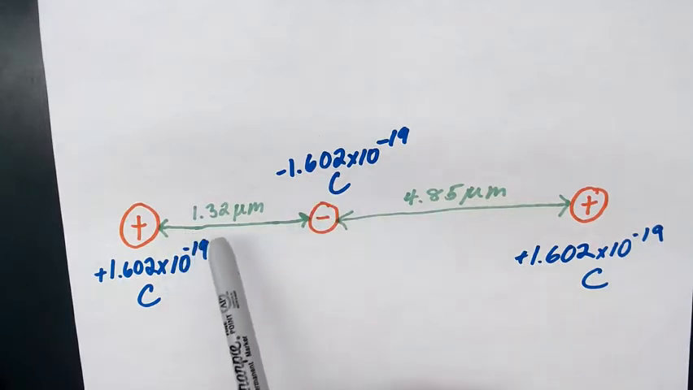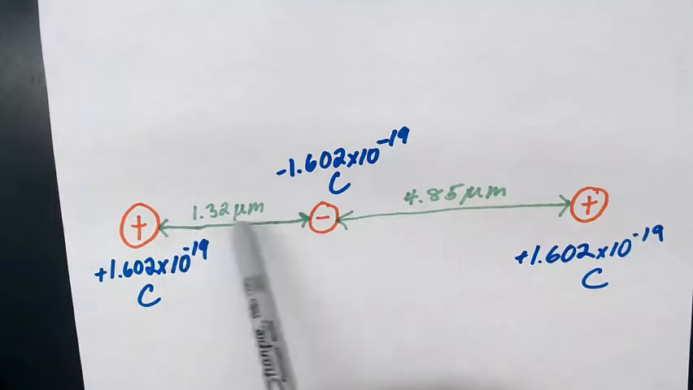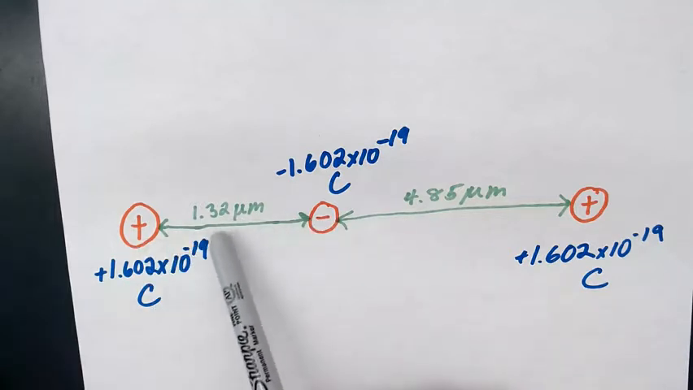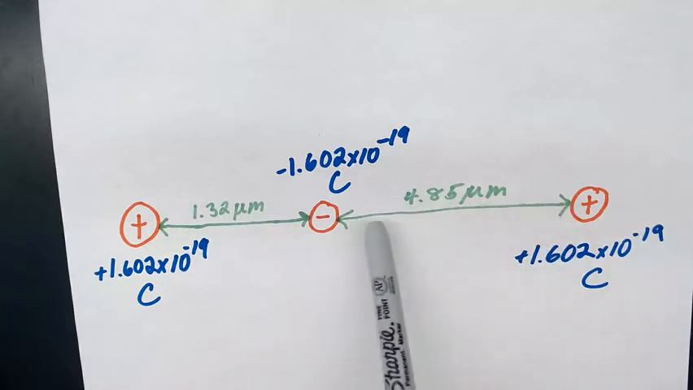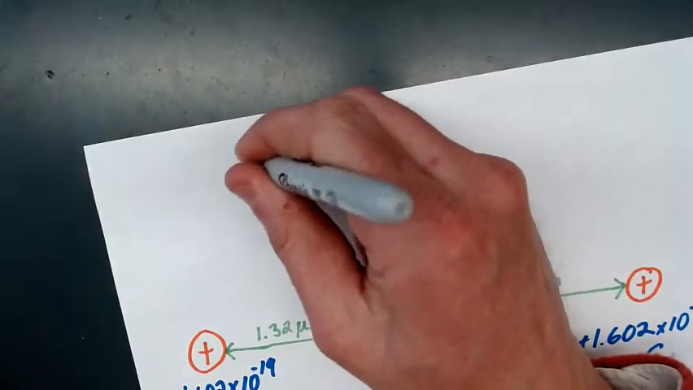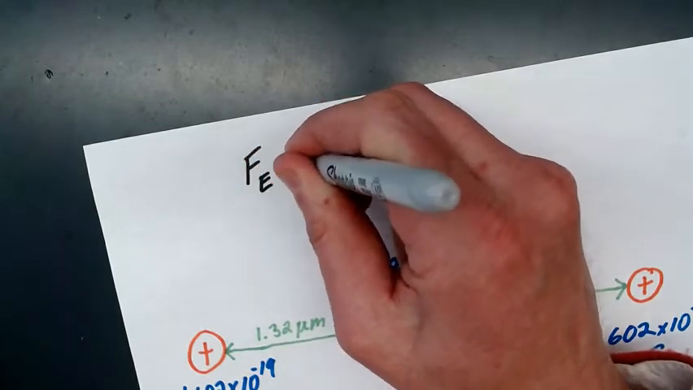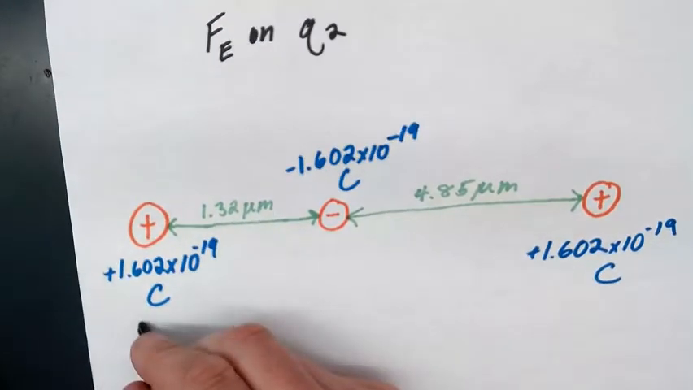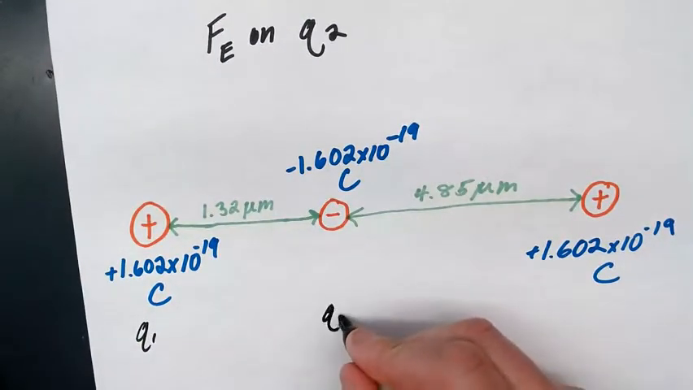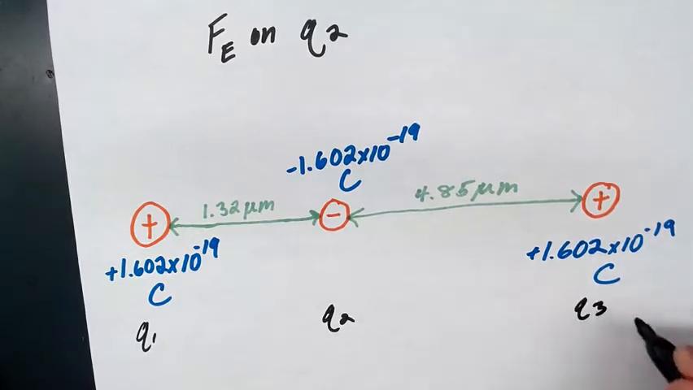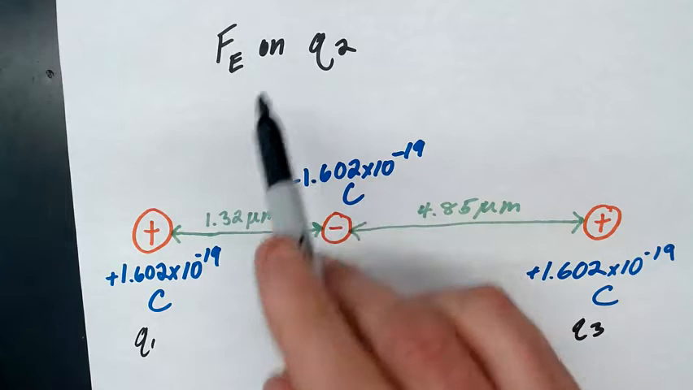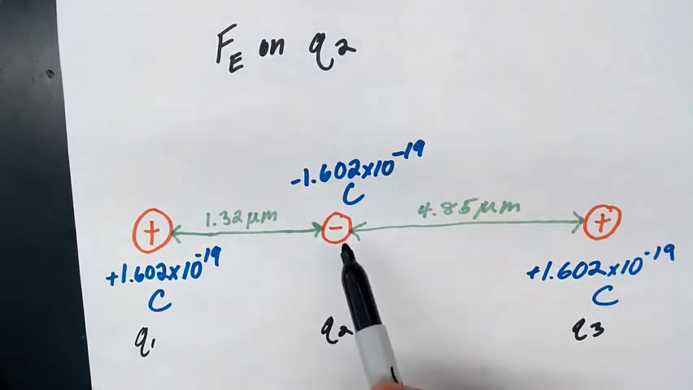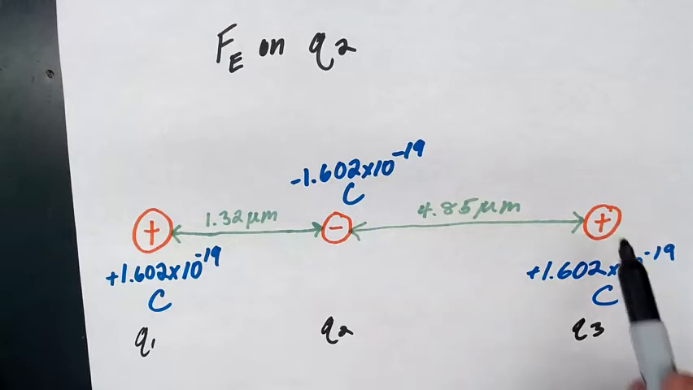But I also want to draw your attention to the micrometers, so a very small distance between here: 1.32 micrometers, and a little bit larger here, that's why I put a little bit more space, 4.85 micrometers. So we want to find out what is the force on Q2. I'm just going from left to right, so let's call this one Q1, this is Q2, and this is Q3. So what's the force, in newtons, on this negative charge, because of that proton and because of that proton?